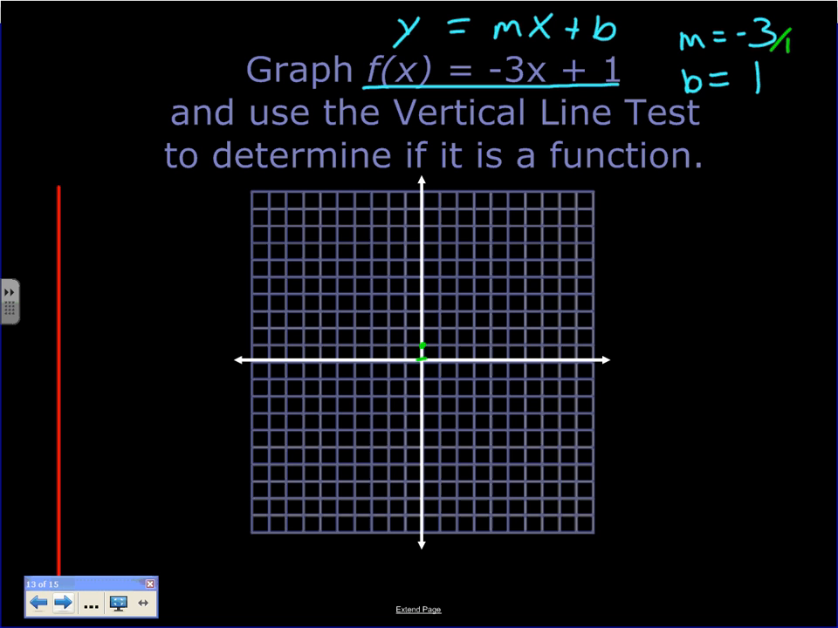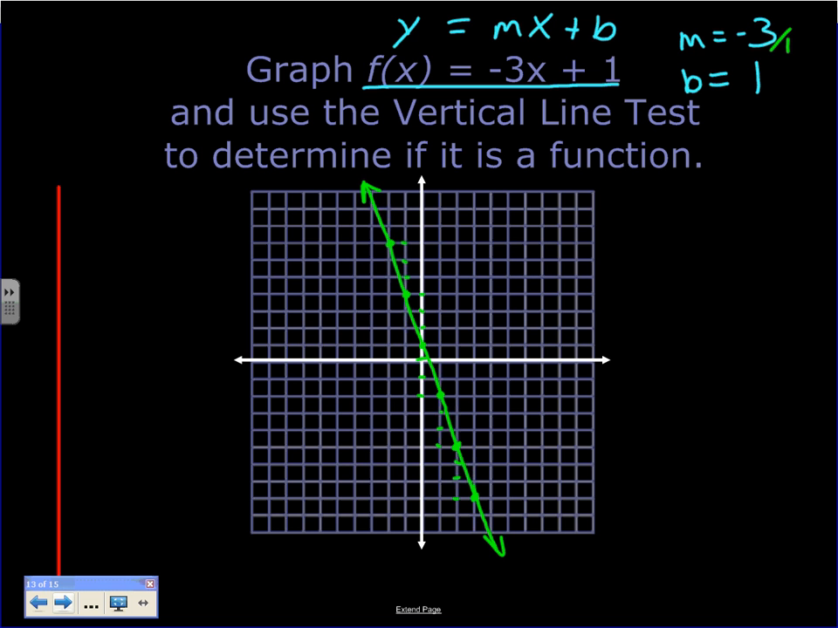So that means we go down 3 to the right 1, down 3 to the right 1, and down 3 again to the right 1. Or we could have gone up 3 to the left 1, and we have to connect the dots. That was the first part. It said graph f of x is equal to negative 3x plus 1, and use the vertical line test to determine whether it is a function.